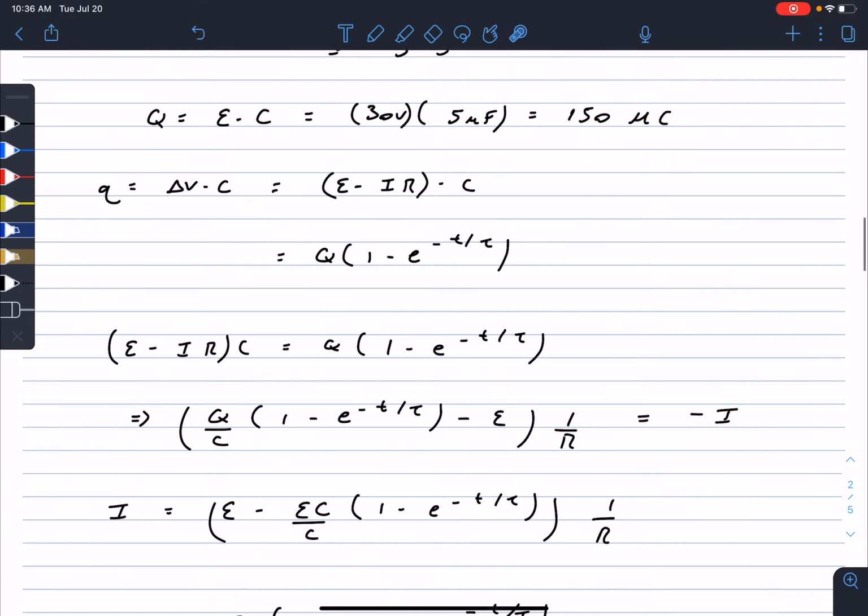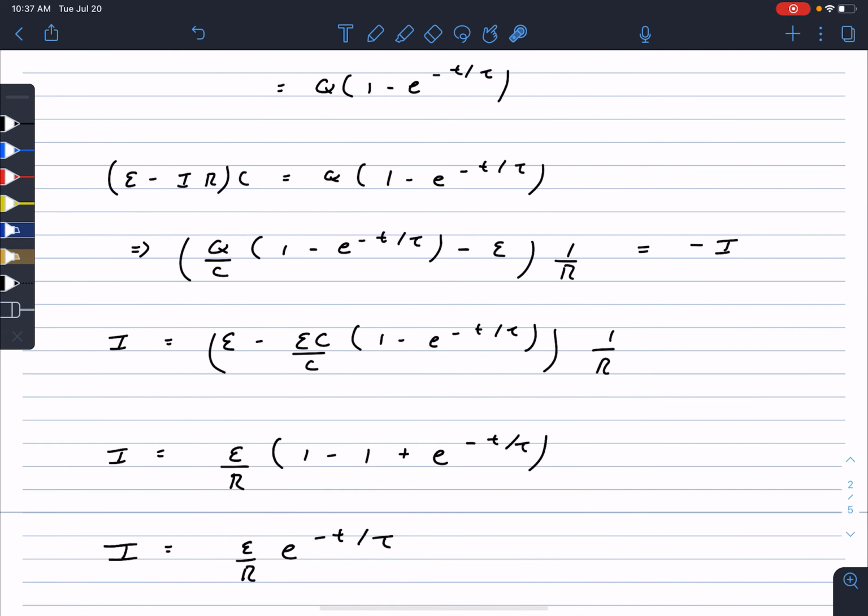So all I did was use this identity for this RC circuit: the charge is equal to the maximum charge times this term here. I also used the identity that the change in the potential times capacitance is equal to your charge. And the change in the potential is the difference between the EMF and the internal resistance times current, times the capacitance, right? So plug this here, then set them equal to each other and solve for I. That's what I did.